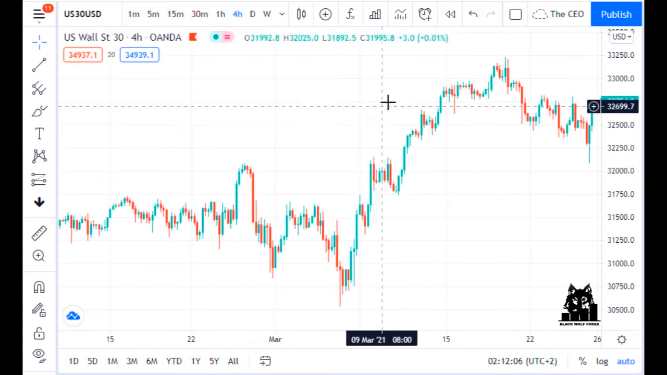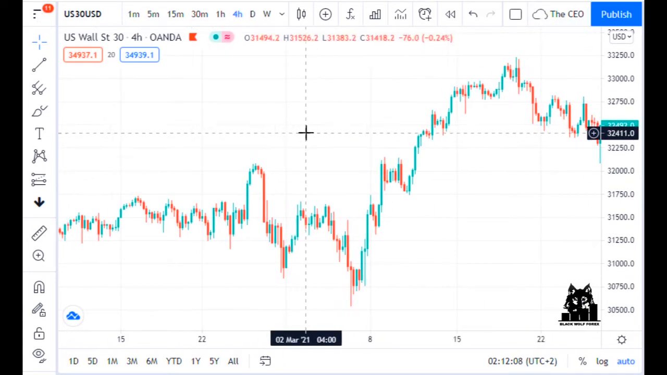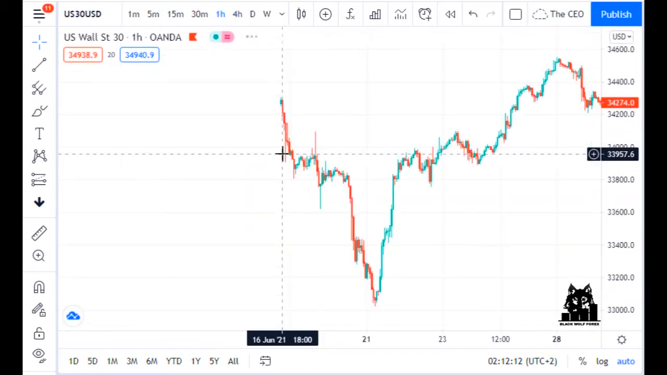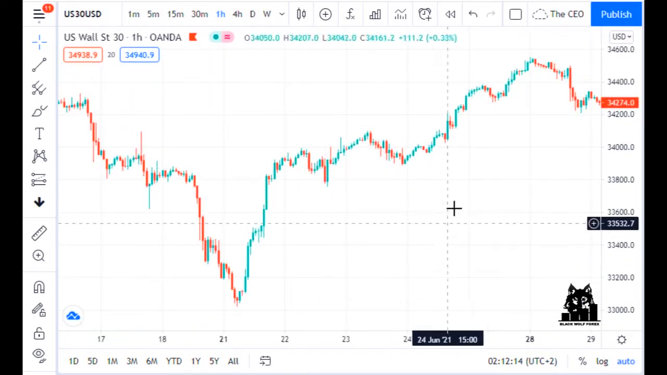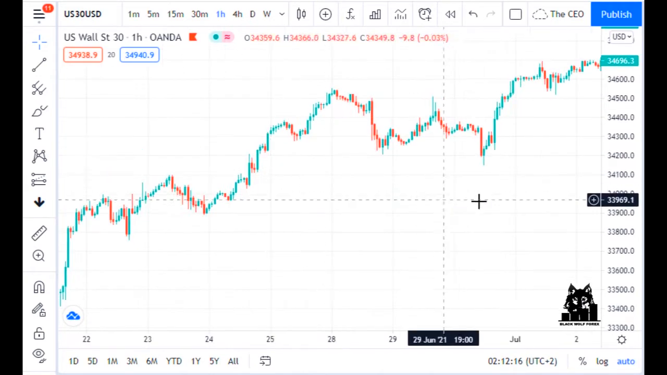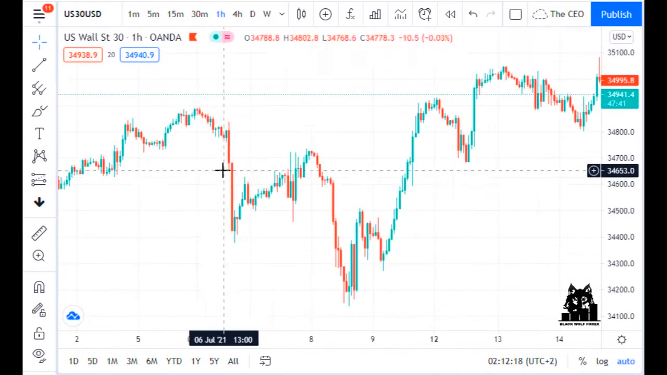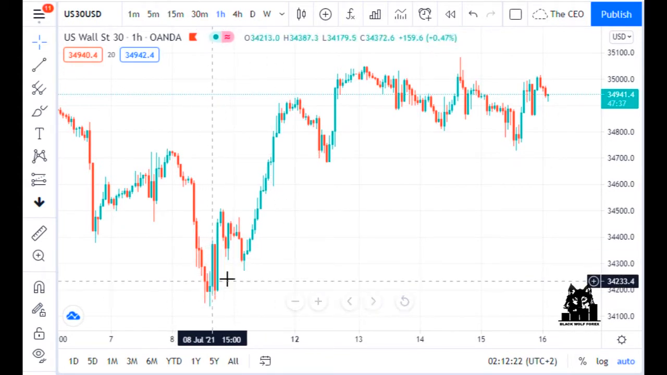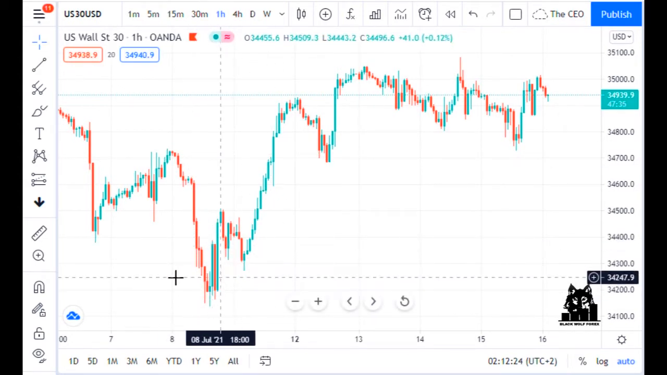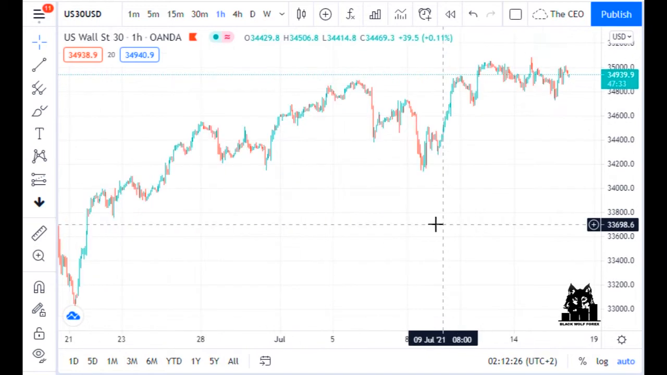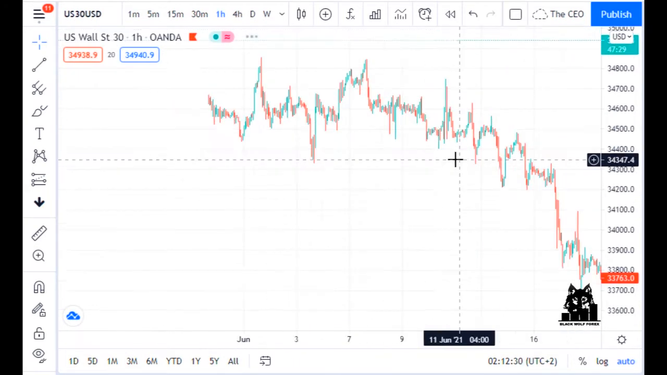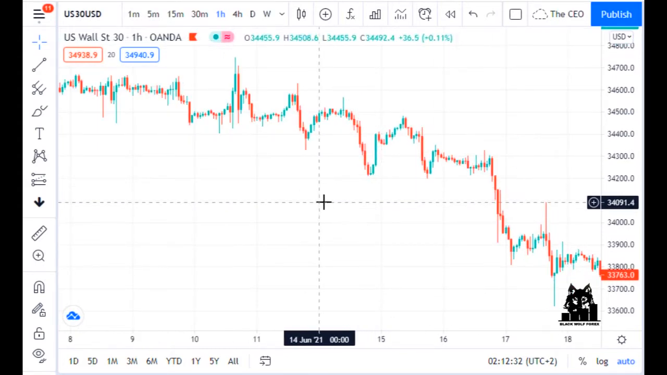So you note it down on your 4 hour, and then you move to 1 hour and see which patterns you also see. I see an inverse head and shoulders here. You note it down too, and then look for others. Here is some form of a double bottom, you note it down, guys. Whatever you see, you note it down. See head and shoulders here. Let's see, you see inverse head and shoulders.